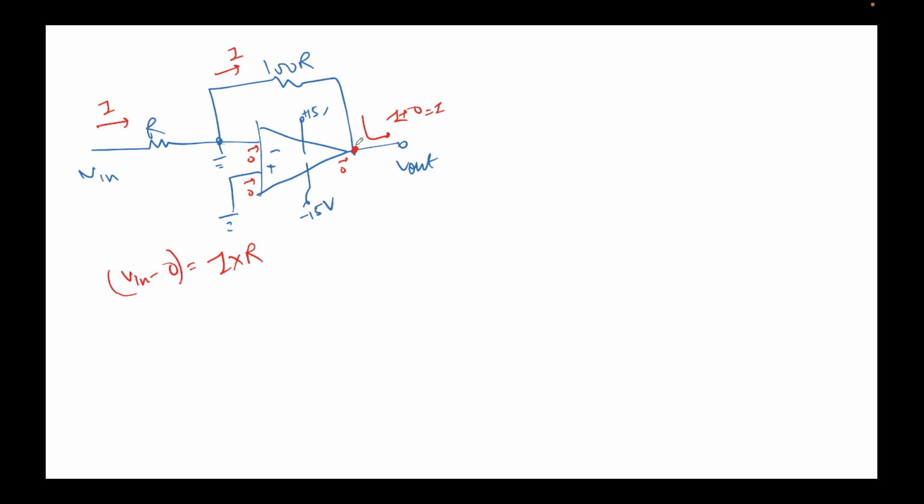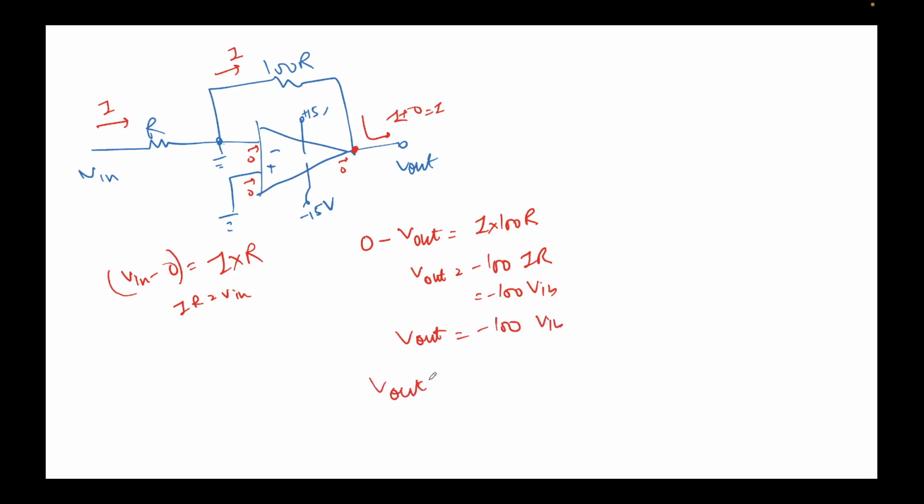Again, Ohm's law across this resistor: 0 minus V out equal to I times 100 R. So IR equal to V in, and I get V out equal to minus 100 times IR. IR value is V in, so I'm simply replacing it here. So V out equal to minus 100 times V in, or V out upon V in equal to minus 100. Now this is what I called gain, and to be more precise, closed loop gain.